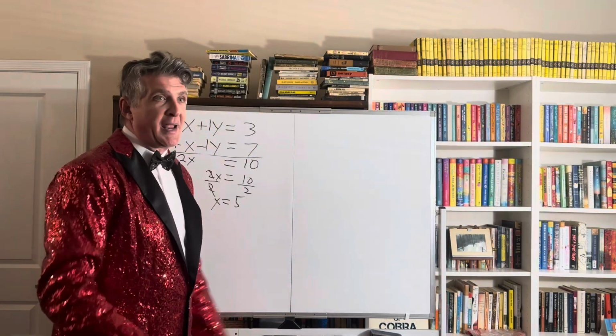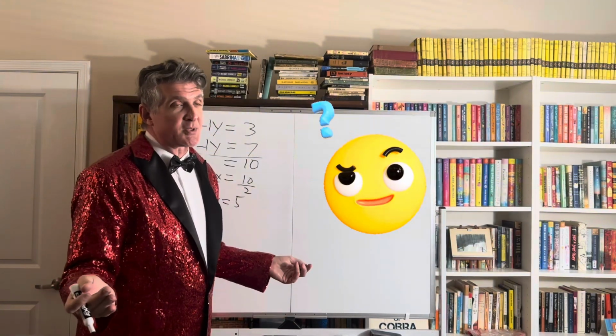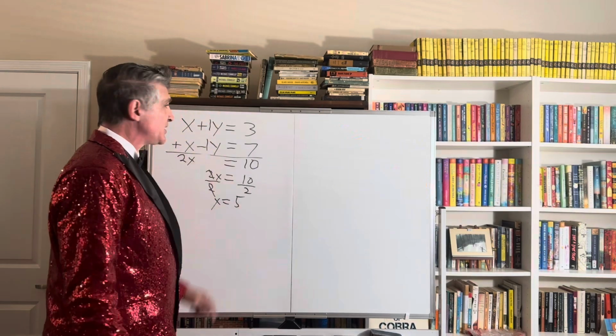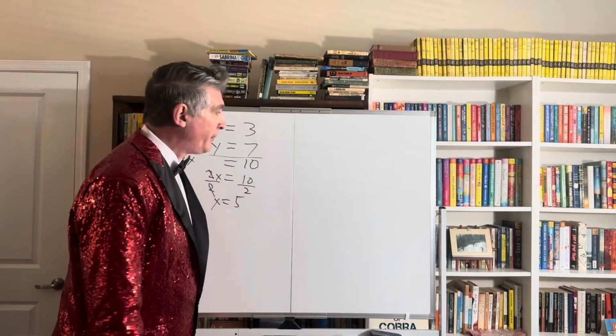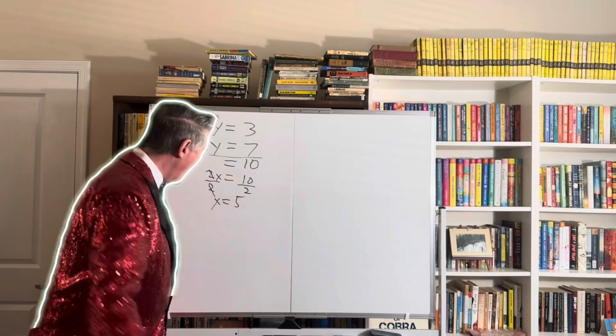We've got to solve for y. Why? Well, the jokes write themselves, don't they? We're solving for y because these are simultaneous equations. We're trying to solve for two variables. So how do we solve for y? Well, that's a great question.